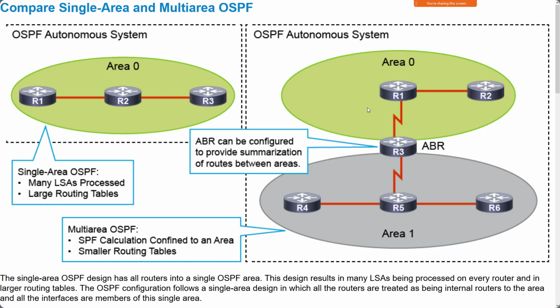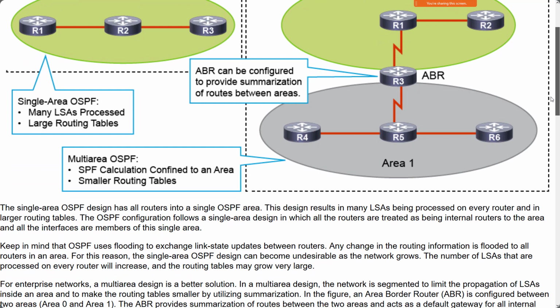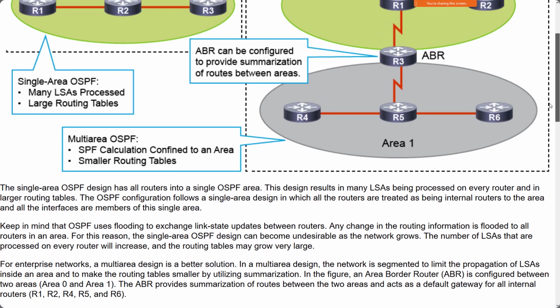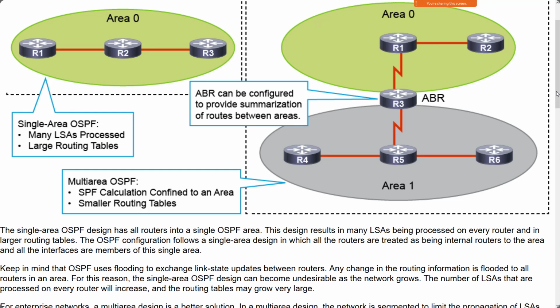Doesn't scale well, especially if you have hundreds or thousands of routes. When I introduce a multi-area design, that's when we start to see the different LSA types. That's where summarization can occur. Again, not automatically, it's manual, but that's the whole point of developing this hierarchy in OSPF, is for scalability purposes, to be able to scale the network to an appropriate size. Okay?